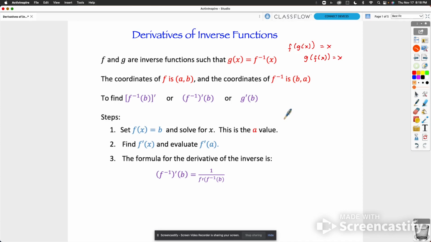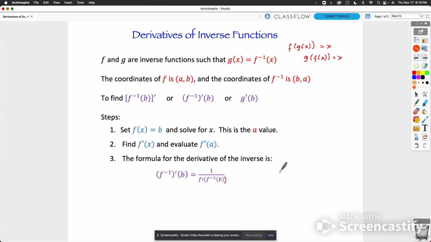And then find the derivative of the given function and evaluate that at a. So find f prime of x and then evaluate at f prime of a. Now, we know that the formula for the derivative of the inverse function is given by this equation: f inverse prime of b is equal to 1 over f prime of f inverse of b.